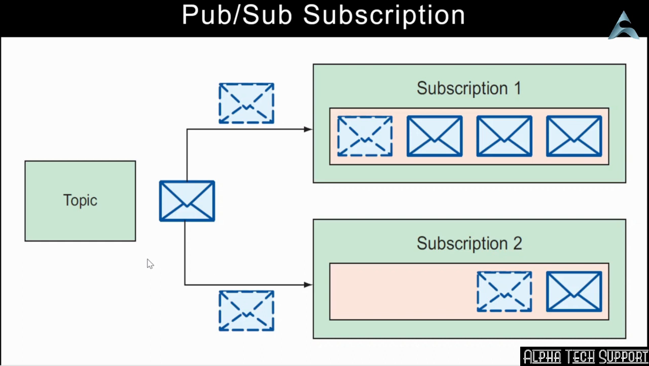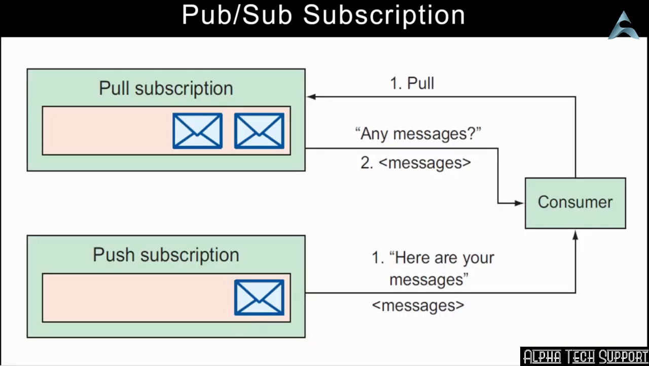But one message can be consumed by only one consumer of that subscription. This arrangement ensures that the same message is never processed by two different consumers. It means if multiple subscribers pull messages from the same subscription, only one of them will receive the message.